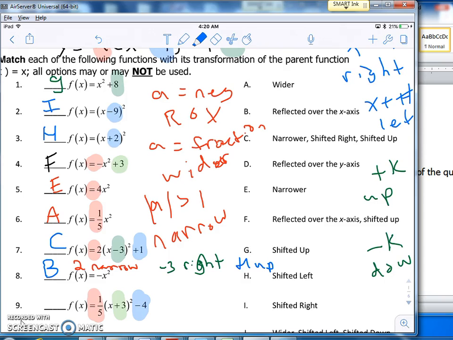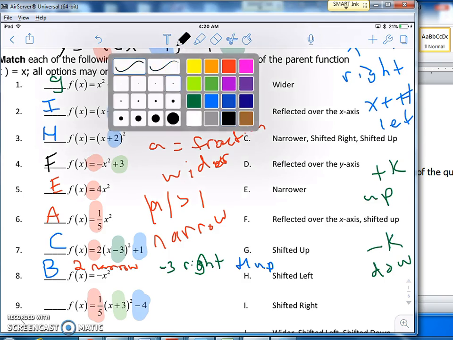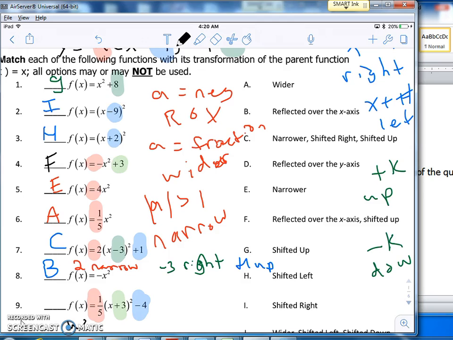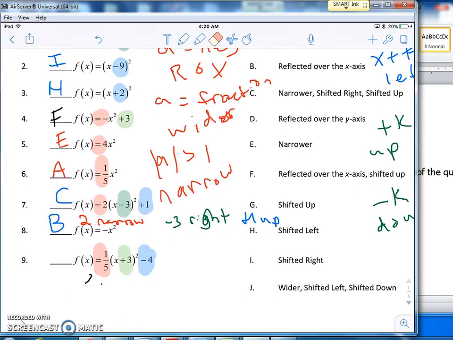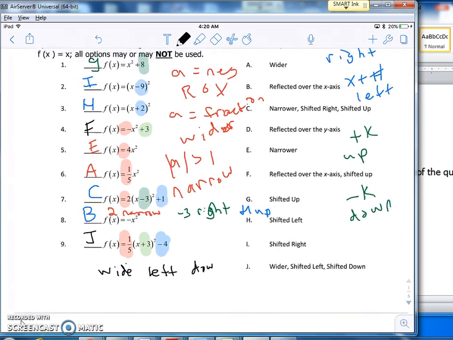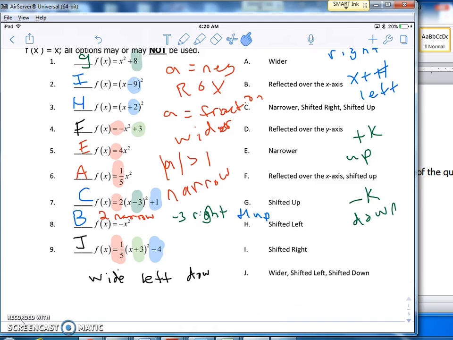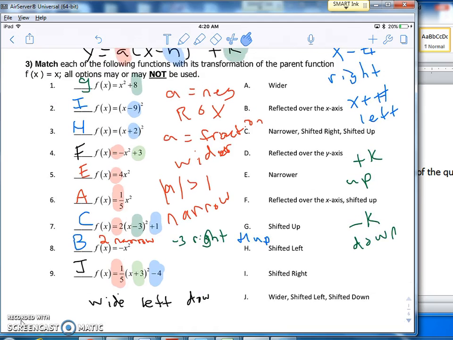So the 1/5 makes it wider. So it's going to be wide. It's going to be left because of the +3, and it's going to be down because of the -4. So wide, left, and down is J. If you need to pause and review that, go ahead and pause it. And let's go on to the next one.